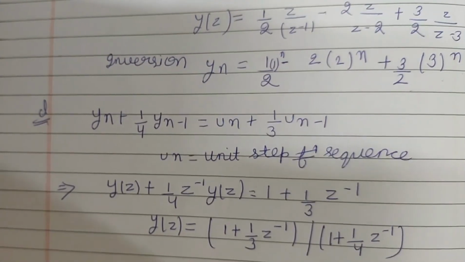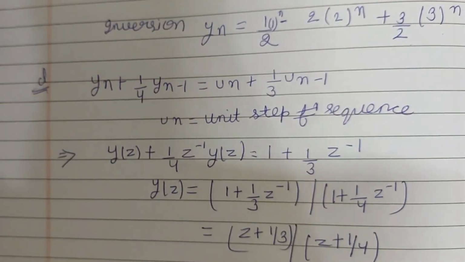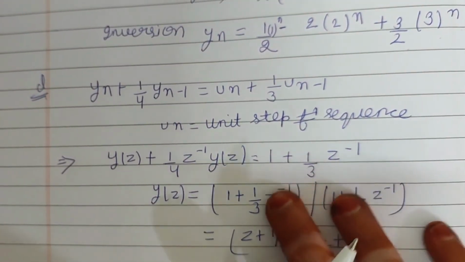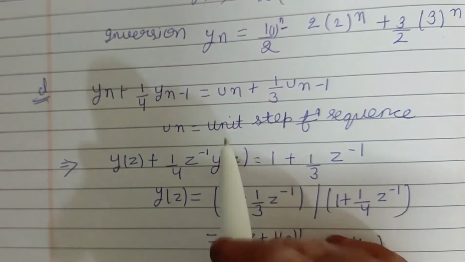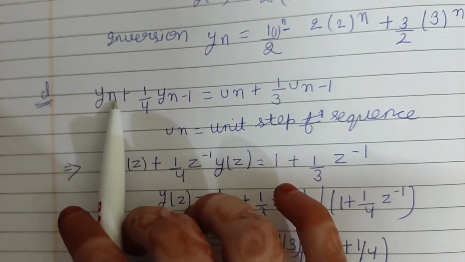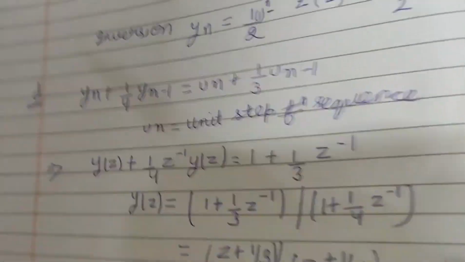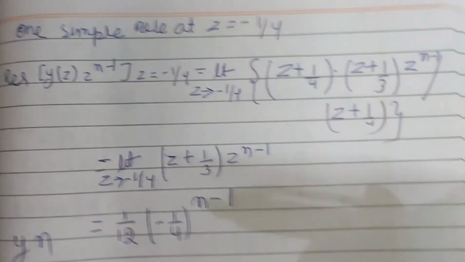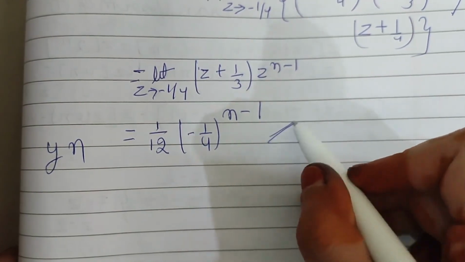Now there is one last example to show. It's actually based on the unit step sequence. This u(n) here is the unit step sequence, and follow the same procedure as discussed previously. So this is the question and these are the steps. Just try the steps and at last you should get this answer.